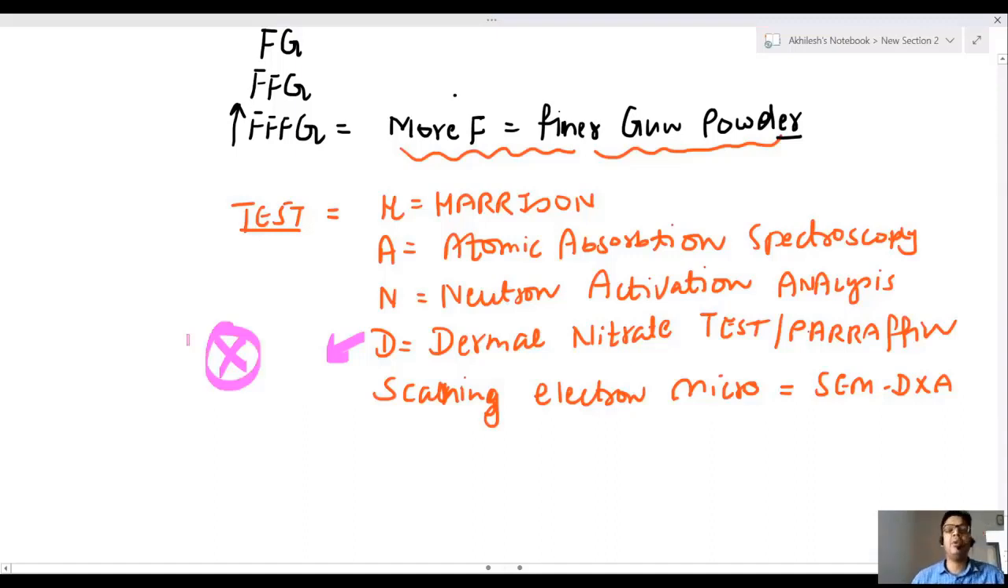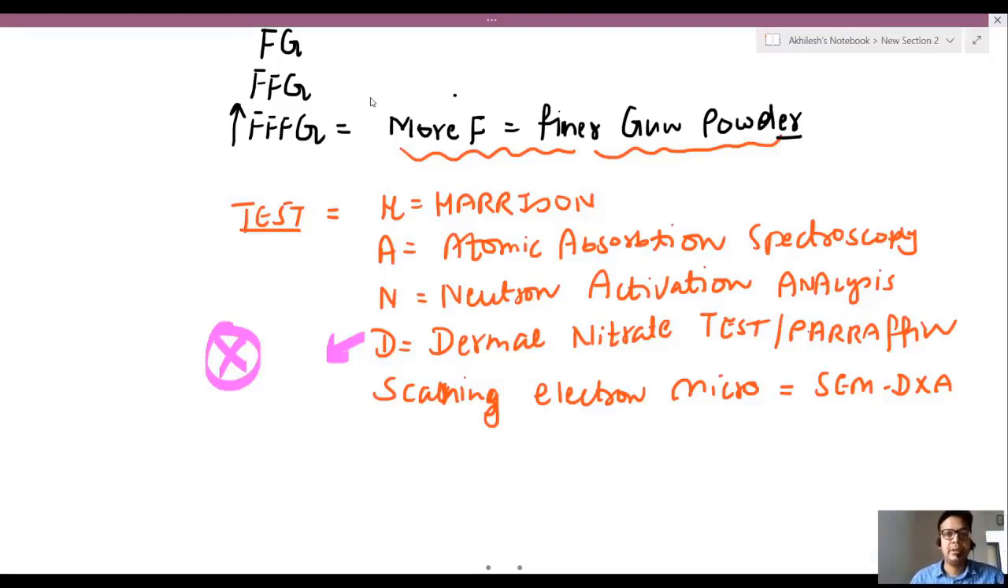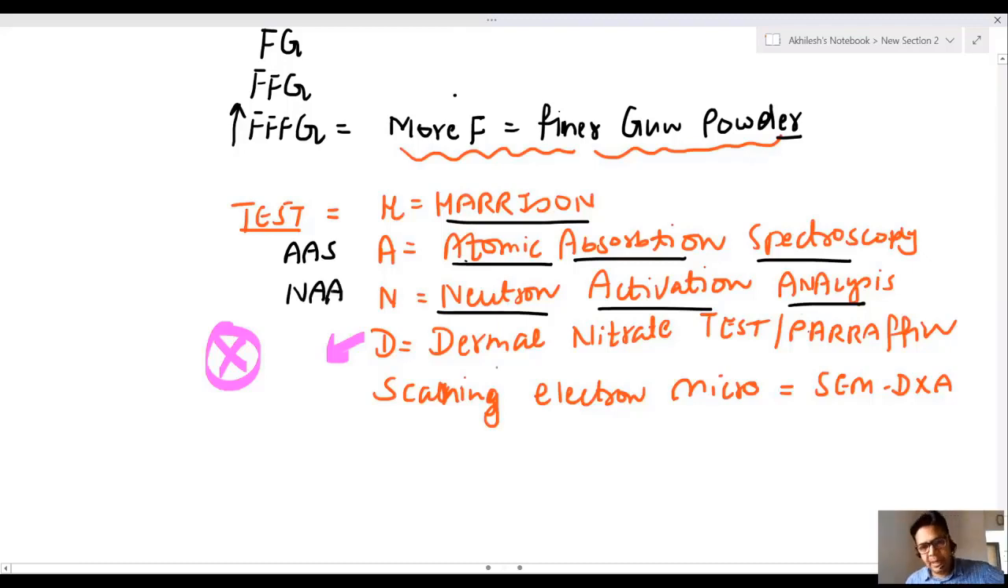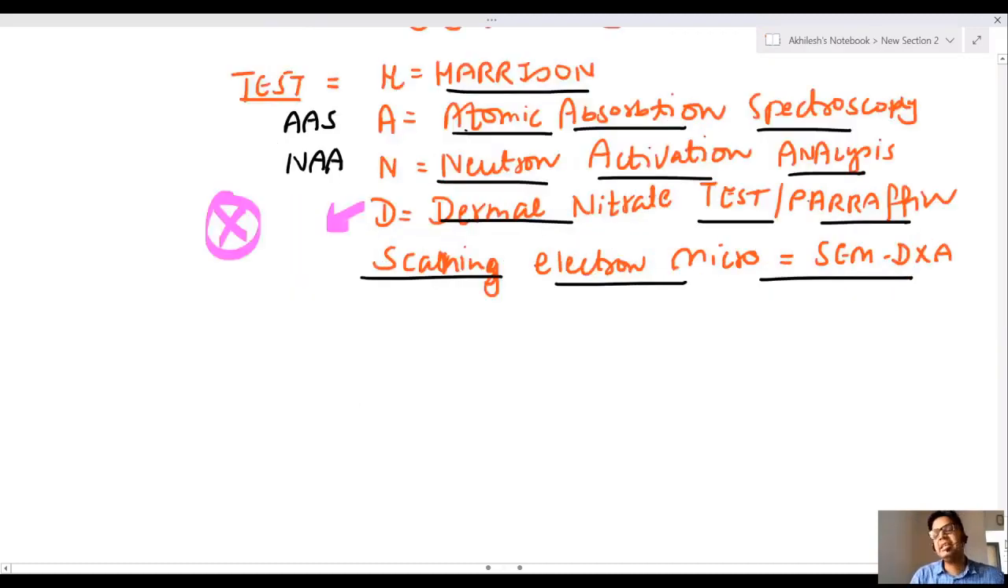Again, I'm revising, my dear friend, what are the tests for detection of gunpowder? Number one is the Harrison test. Number two is atomic absorption spectroscopy, in short known as AAS. Neutron activation analysis, known as NAA. Dermal nitrate test, which is known as the paraffin test. And scanning electron microscope, the SEM-EDXA test. This is considered the best test.